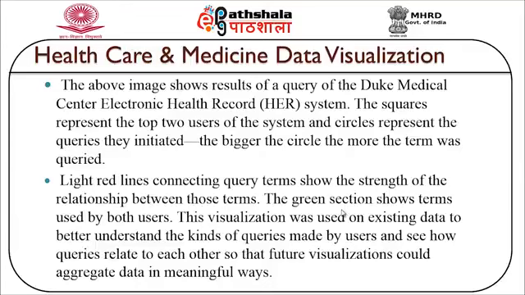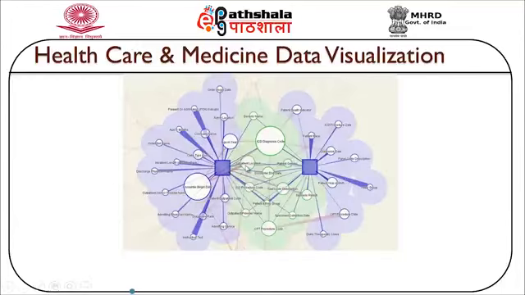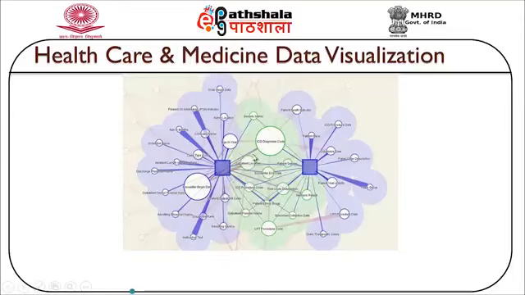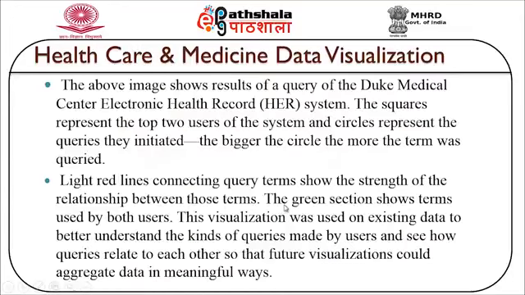So the image that has been shown displays the results of a query of the Duke Medical Center electronic health record system. The squares represent the top two users of the system. Here we can see there are two squares, so these squares represent the top two users of the system, and the circles represent the queries they initiated. The bigger the circle, the more the term was queried. So here we can see a bigger circle where we can understand that these are the terms that have been queried the most.